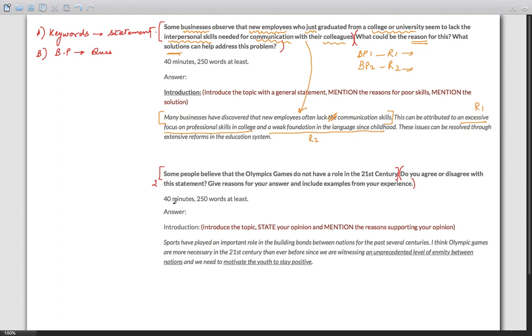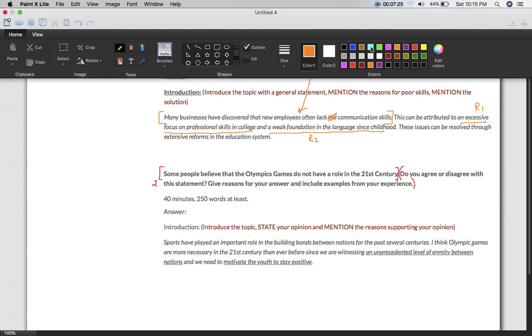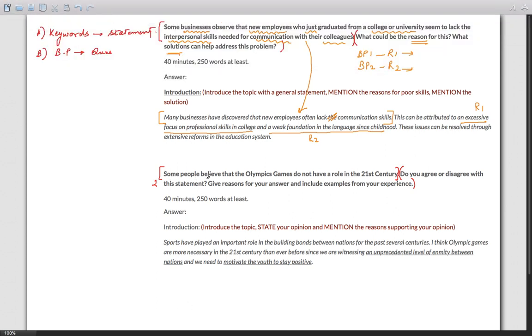Okay, let us come to this next question. Some people believe that the Olympic Games do not have a role in the 21st century. That is, they are redundant, they're not useful. Do you agree or disagree with this statement? So this is the question part. Okay, so the keywords are Olympic Games, 21st century. The question is, do you agree or disagree? So you should construct body paragraphs accordingly.